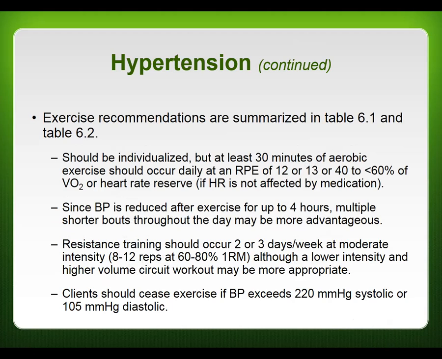So again, how do we figure out how to create an exercise plan? Again, you can look at the table in the chapter, but you've got to individualize it like we do everybody else. They need to have at least 30 minutes of aerobic exercise, which would be great. And RPE at 12 or 13 if you're using that scale, or 40 to about 60% of their VO2, which again, you may not be able to do because of the medication.